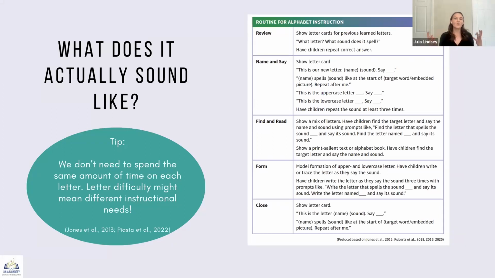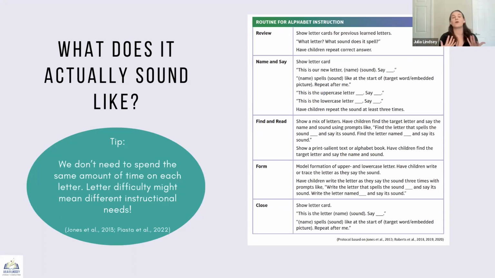We also know that we might not actually end up needing to spend the same amount of time on every single letter. Letter difficulty might mean that we have different instructional needs. So one way that we might teach the alphabet would be to teach all 26 letters, one day for each letter. And then we might spend a differing amount of time on the letters that are easier or harder for our class to learn. Or we might spend 2 days on every letter, and then we might change how we are using, say, that 5th day of the week. If we're teaching 3 letters, we might spend a shorter amount of time on that last letter.